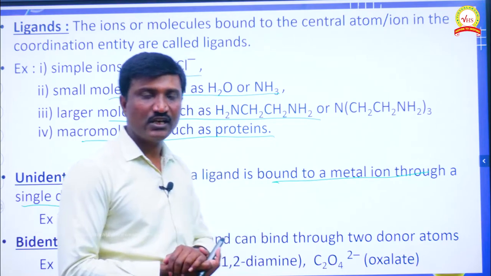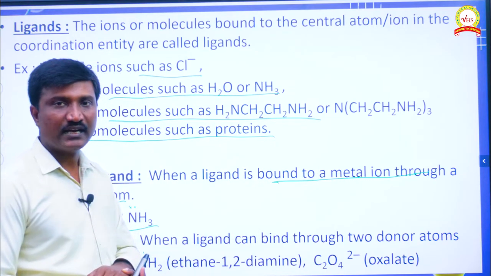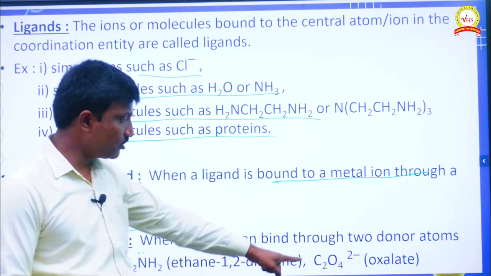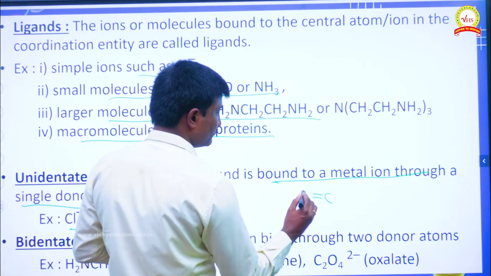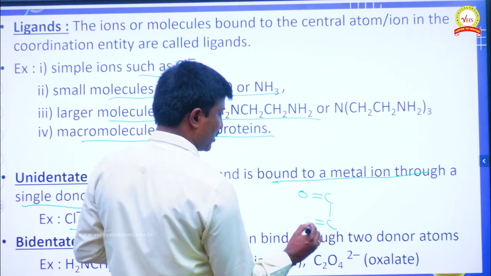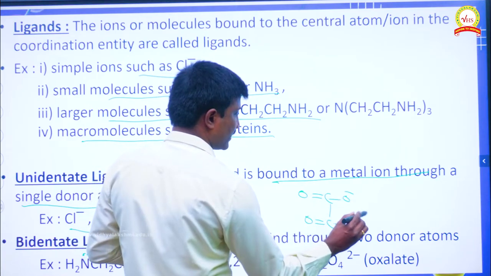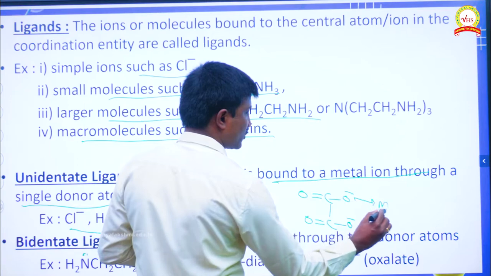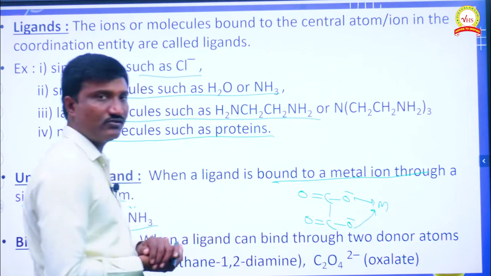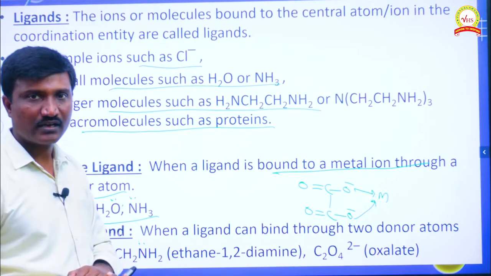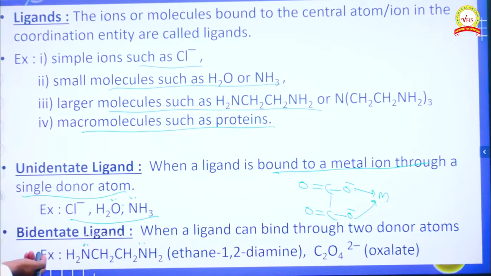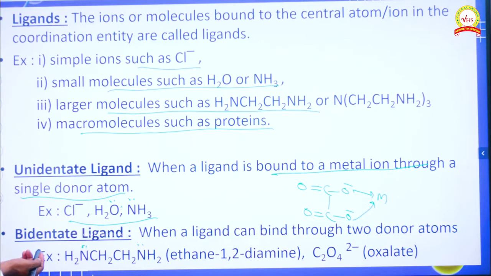Those two donate lone pair electrons to the metal atom. So that is a bidentate ligand. In C2O4 2-, the structure is C double bond O, C double bond O, O minus, O minus. Here this oxygen has a chance to donate and this oxygen also has a chance to donate. So that is a bidentate ligand.